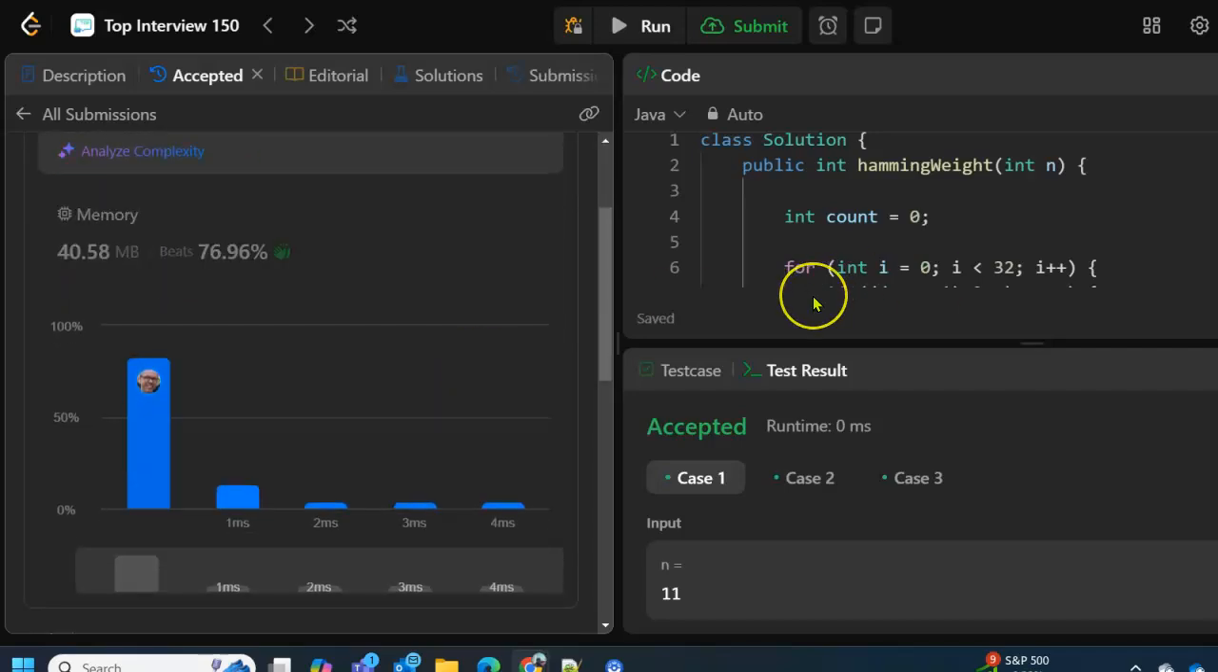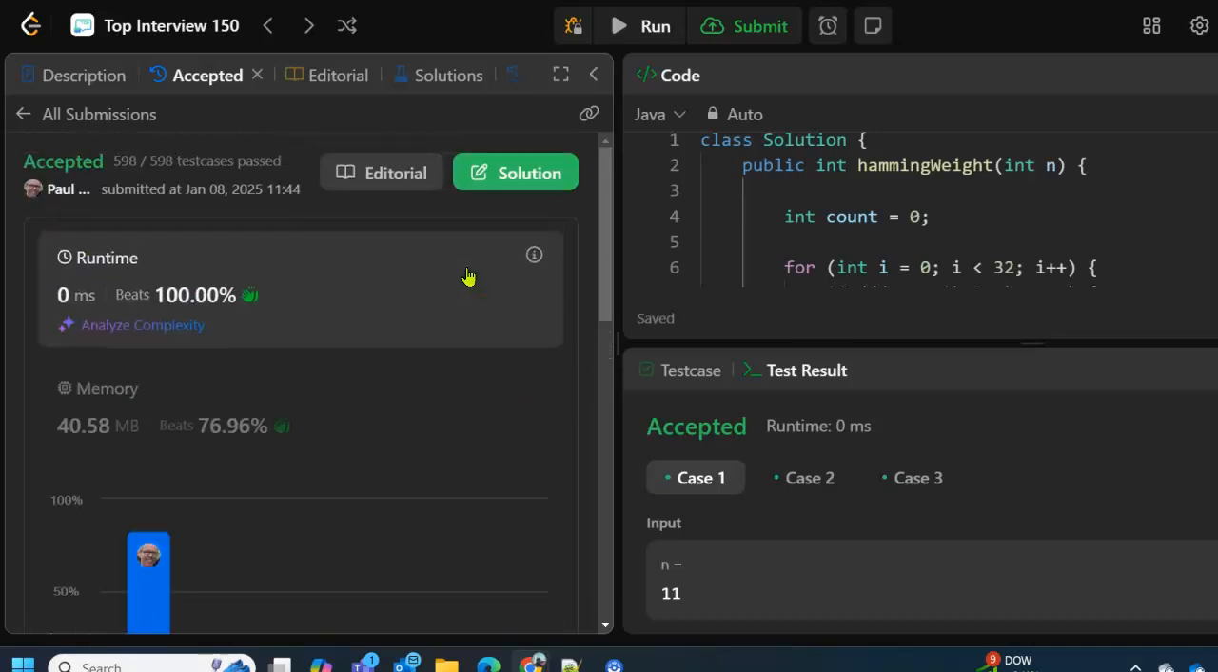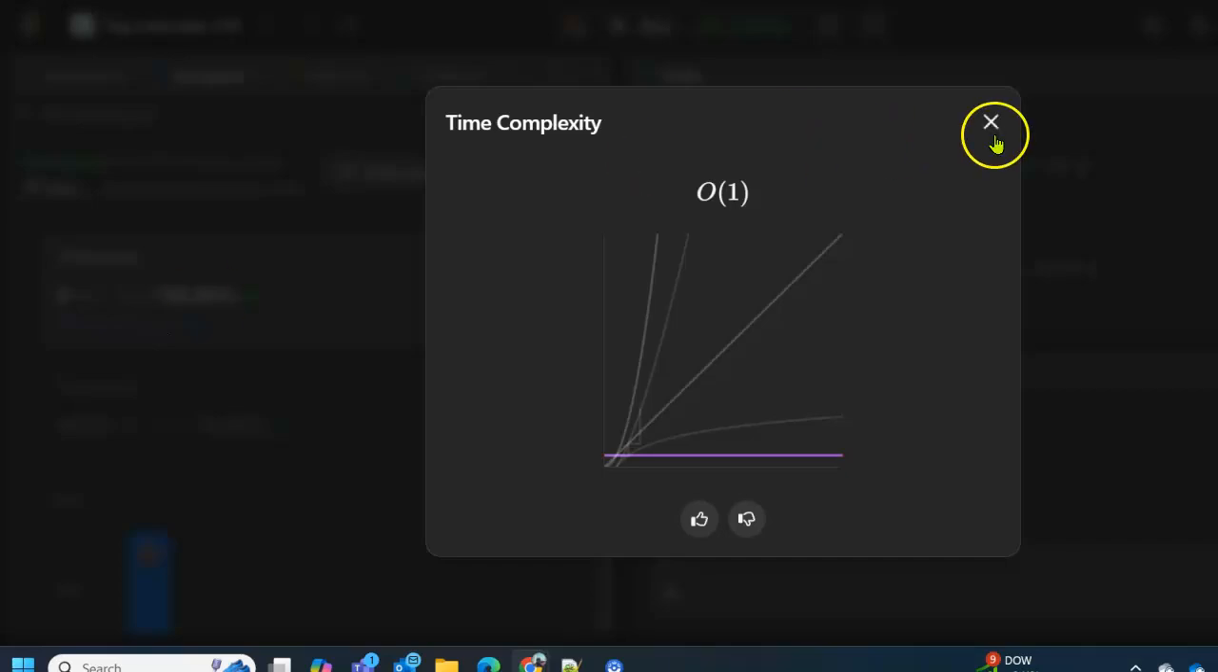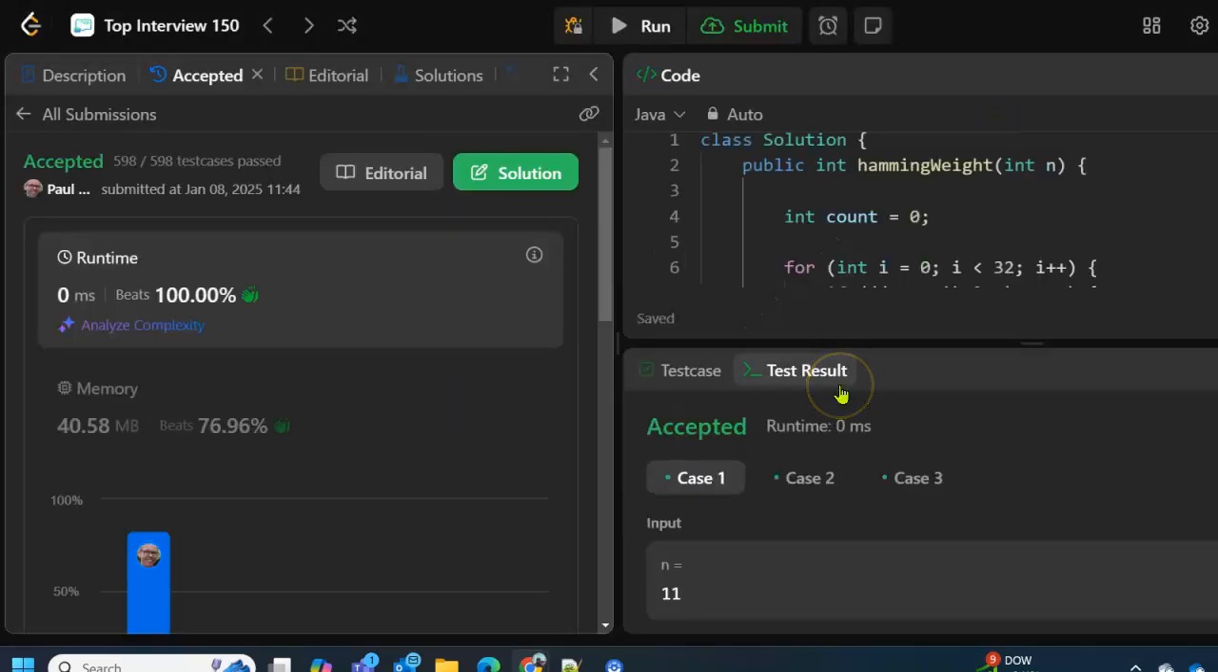What is the complexity? Well, I guess it's O of 1 either way. The first way we did it, I would say that's O of 1. This is really O of 32, but O of 32 is the same as O of 1. Here, let's get a complexity analysis. O of 1, yeah.